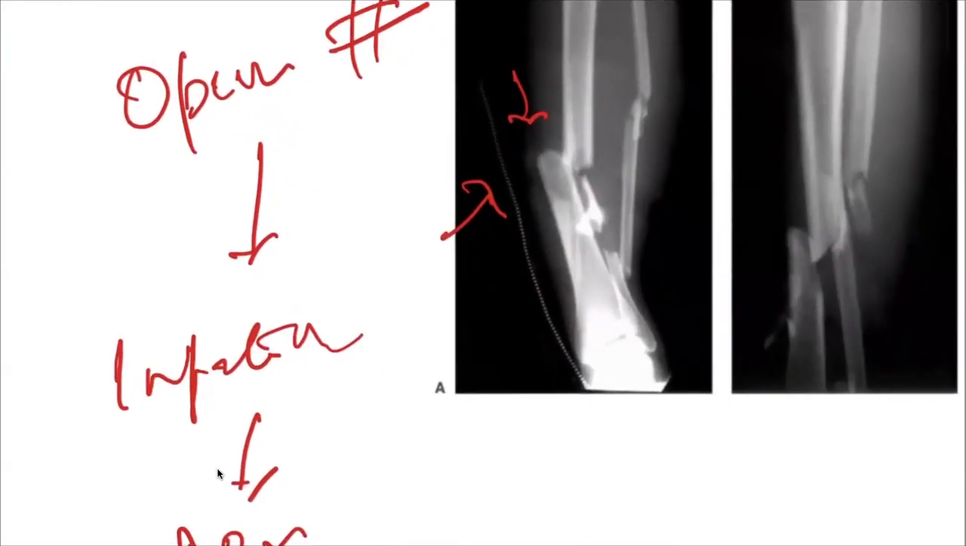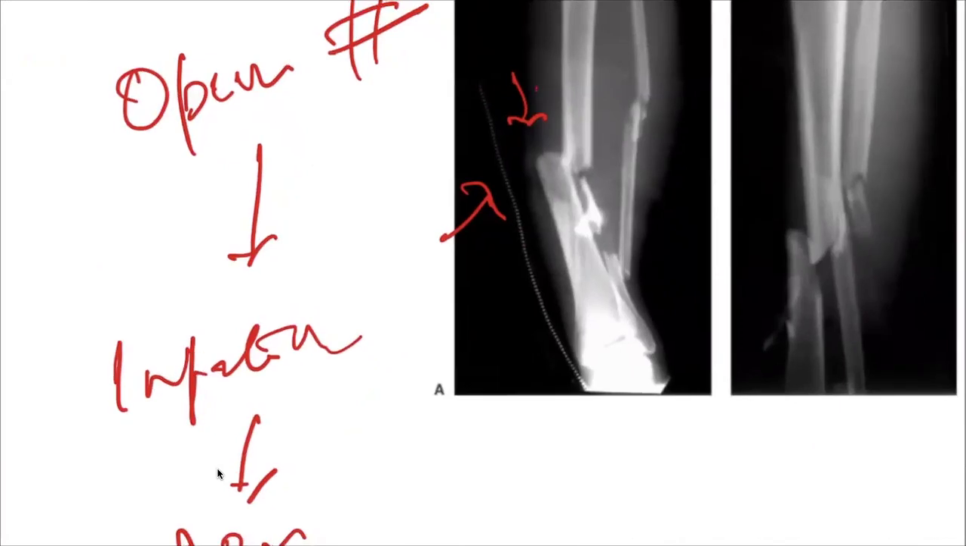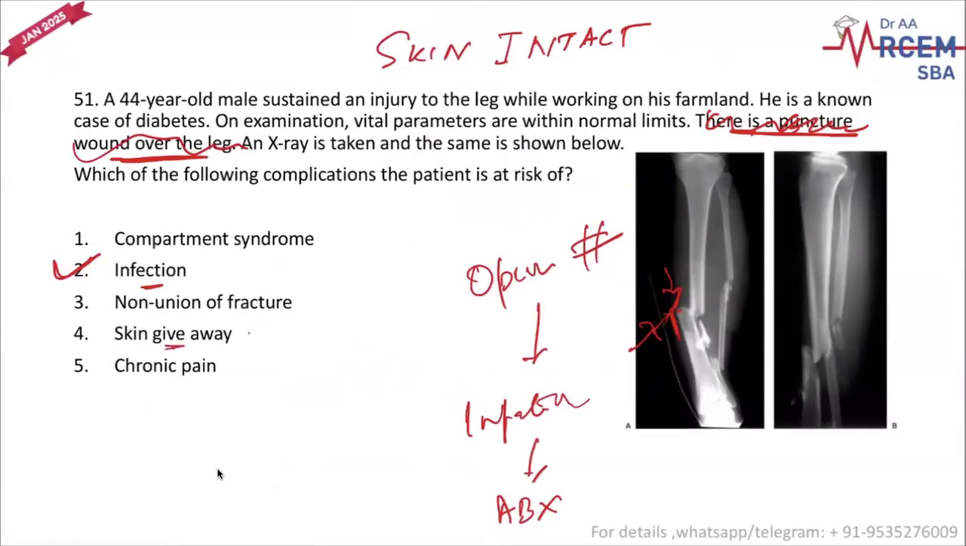If it is not an open fracture, you can see close to where the arrow is here, it is tenting. The skin is under tension. It is tenting because of the sharp edge of the broken bone. So it can pierce at any point of time. So skin giveaway will become the right answer. Remember, if the puncture wound is not mentioned, skin giveaway is the right answer.